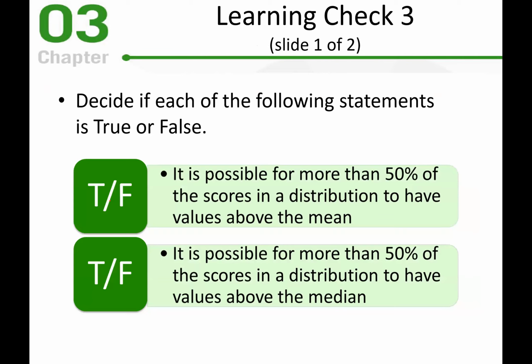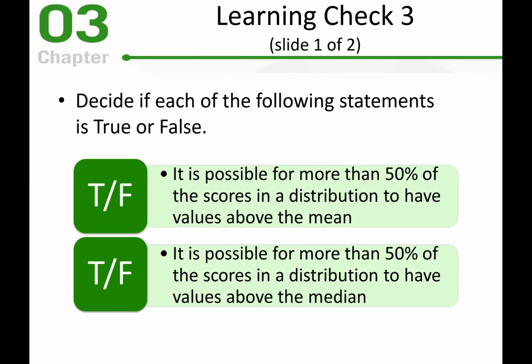So here's another question. All right. Decide if each of the following statements are true or if they are false. The first one asks, true or false? Is it possible for more than 50% of scores in a distribution to have values above the mean? Well, that is going to be true, right? More than 50% of the scores in a negatively skewed distribution are going to be above the mean, right? So that is true.